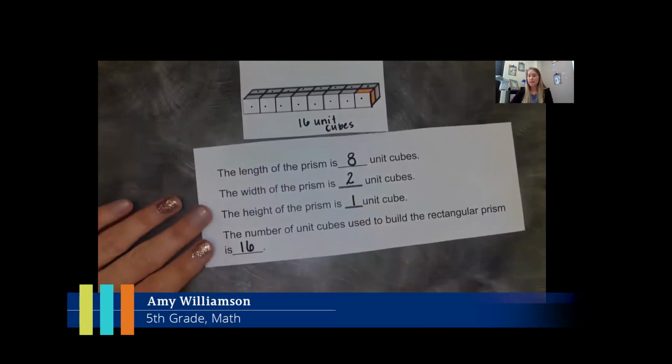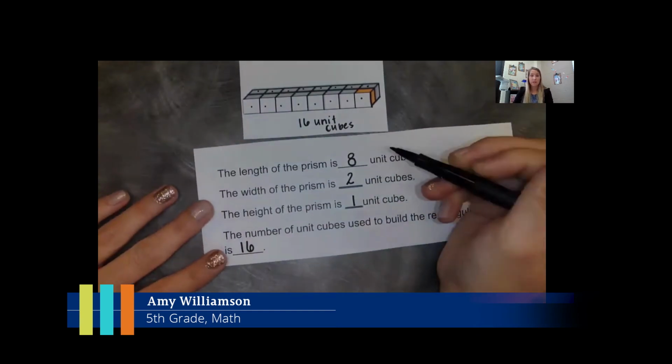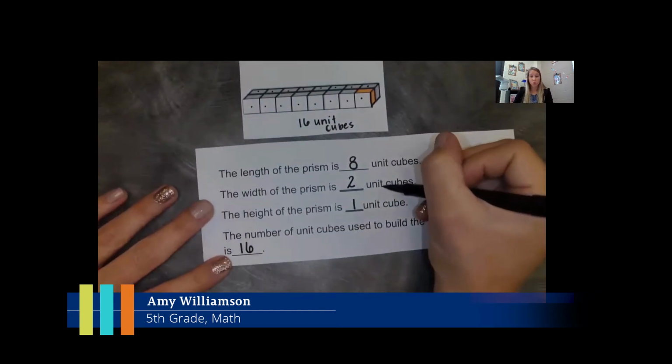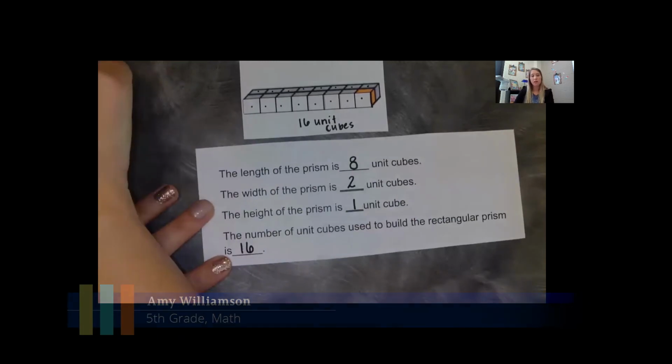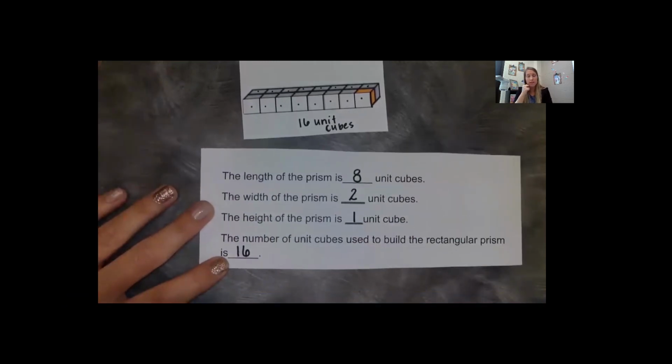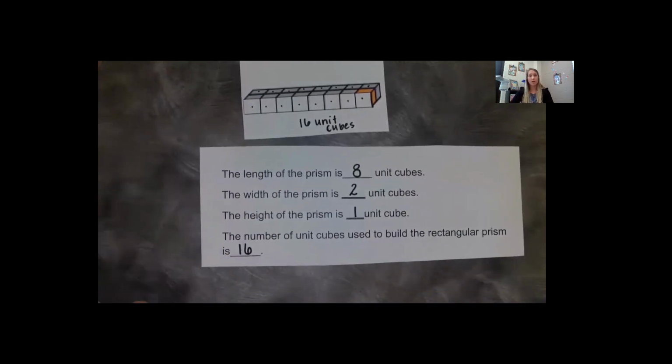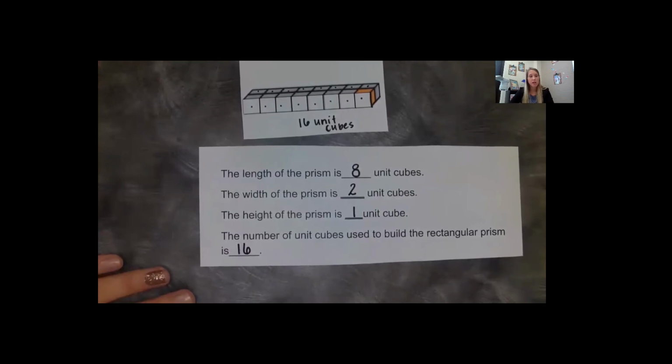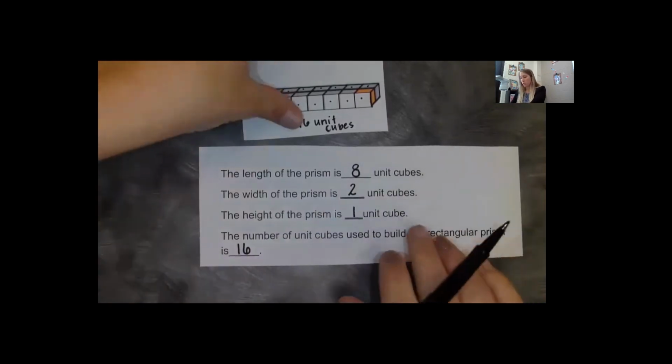So we would say the length of this prism is 8, the width of this prism is 2, and the height of this prism is 1. And how did we do that? That's right, we counted how many unit cubes. Good job. Let's try another one.